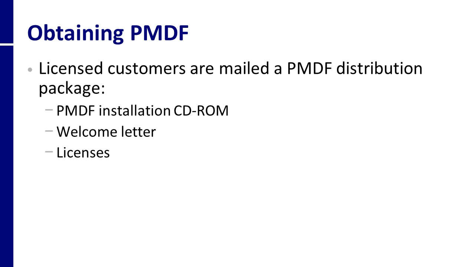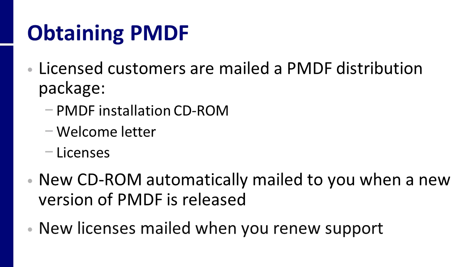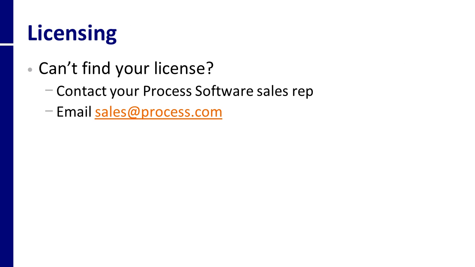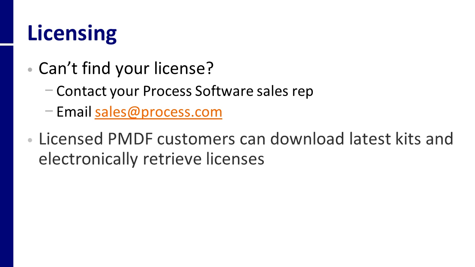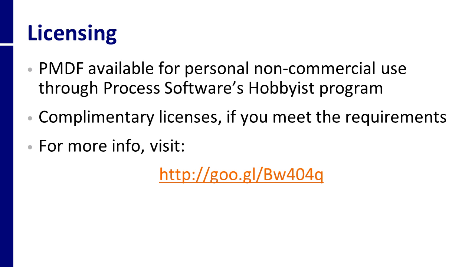If you're a licensed customer, you should have received a PMDF distribution package. The package contains the PMDF CD-ROM, a welcome letter, and your licenses. You'll automatically receive a new CD-ROM when a new version of PMDF is released, and new licenses when you renew your support agreement. If you don't have, or can't find, your CD-ROM or licenses, contact your Process Software sales representative or email sales@process.com. They can provide you with links to download the latest version of PMDF, as well as electronic copies of your licenses. If you're not a licensed PMDF customer, contact the Process Software Sales Department to set up a free evaluation. If you want to run PMDF for personal, non-commercial use, you may qualify for a complimentary hobbyist license.